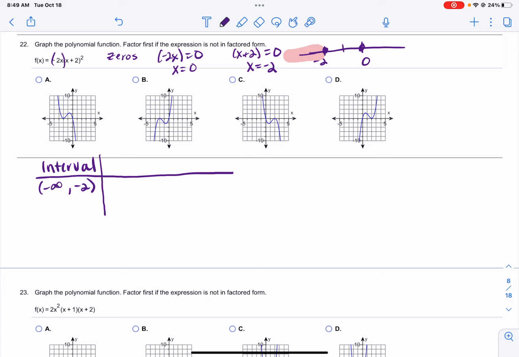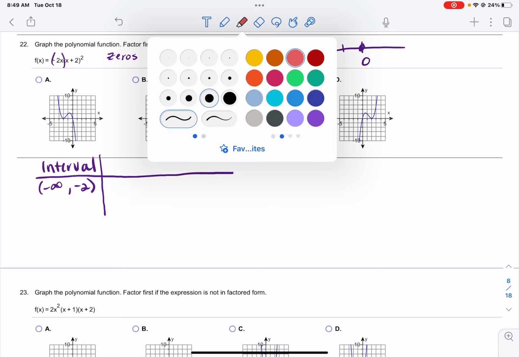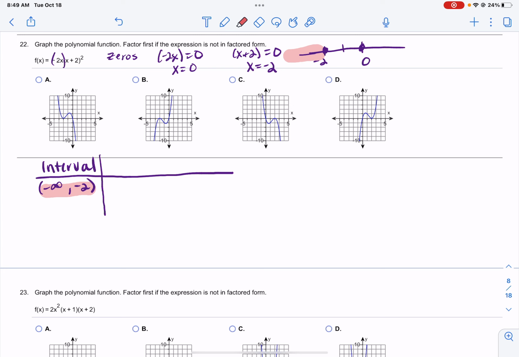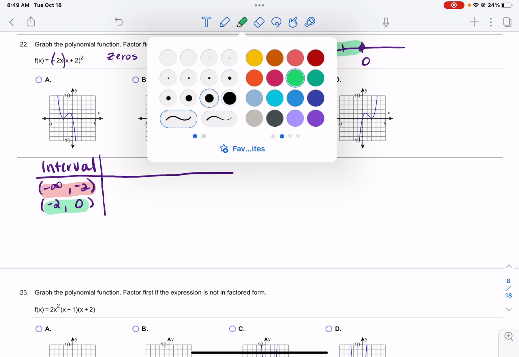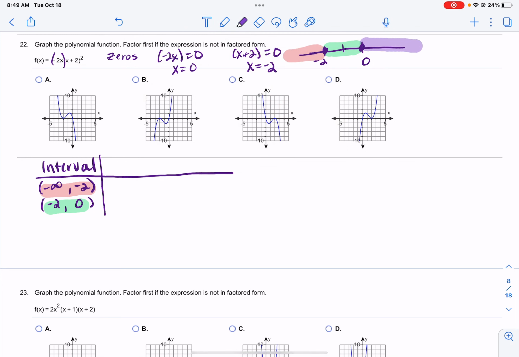I'm going to pick a test point anywhere in that interval, and then I'm going to pick a test point in the interval between negative 2 and 0. So negative 2 and 0. And then finally I'm going to pick a test point somewhere on the right side of x equals 0. So that interval is from 0 to infinity. So I pick any point and evaluate the original function at that point.